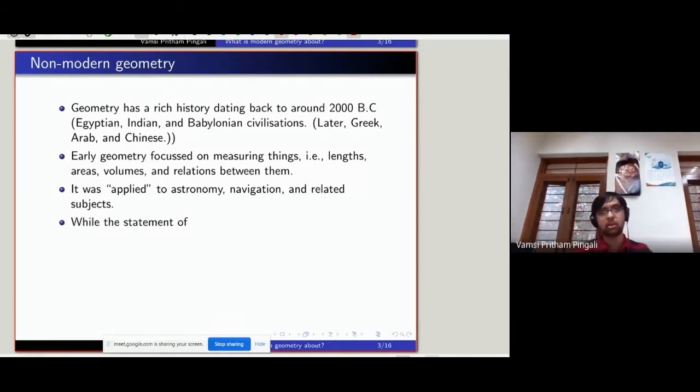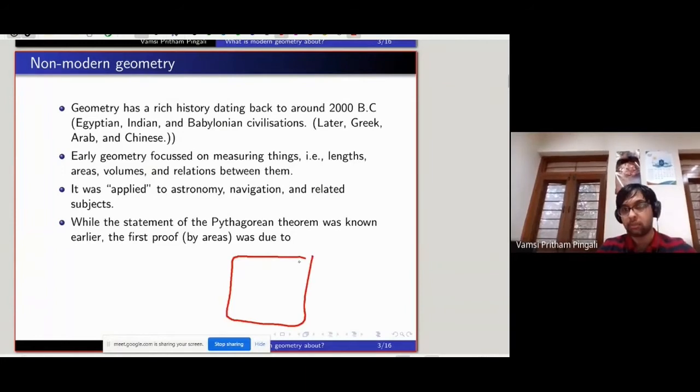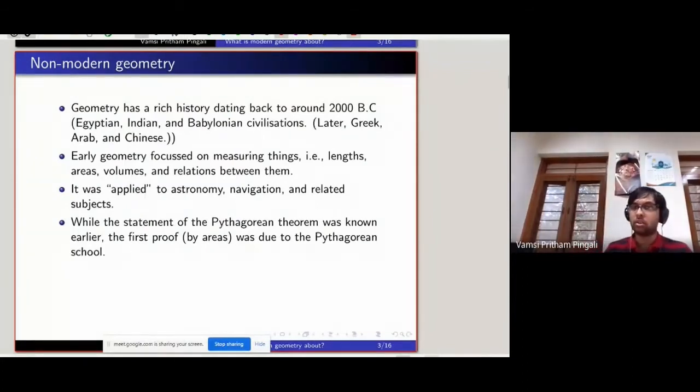Now the statement of the Pythagorean theorem, which one would probably consider as some proto-differential geometry, if you will. This was known much earlier. It was known even to the Indians. But the point is, the first rigorous proof, this famous proof, you know, I mean, you just take a square like this, and basically adding up the areas of the squares. I mean, this is C, so C squared is A squared plus B squared, that kind of a thing. This proof was due to the Pythagorean school.